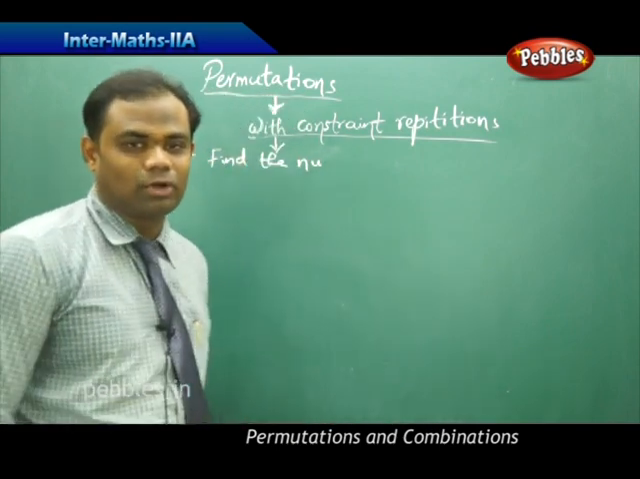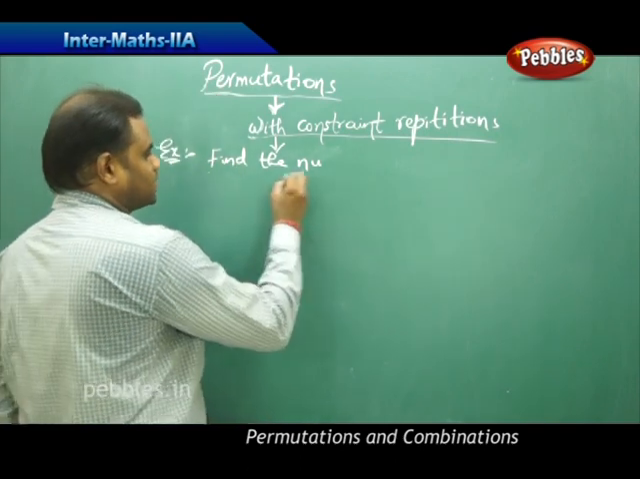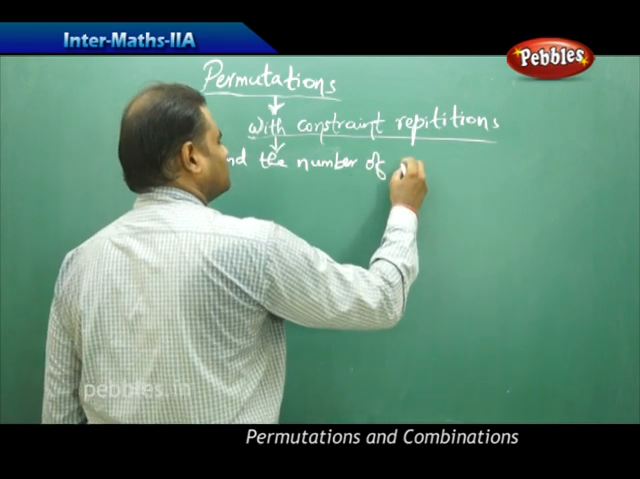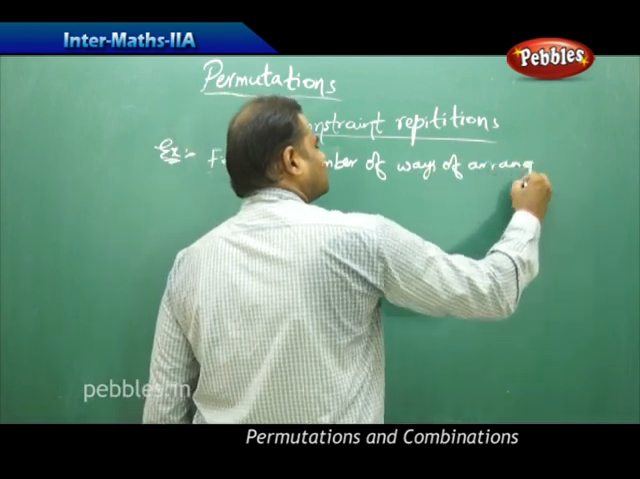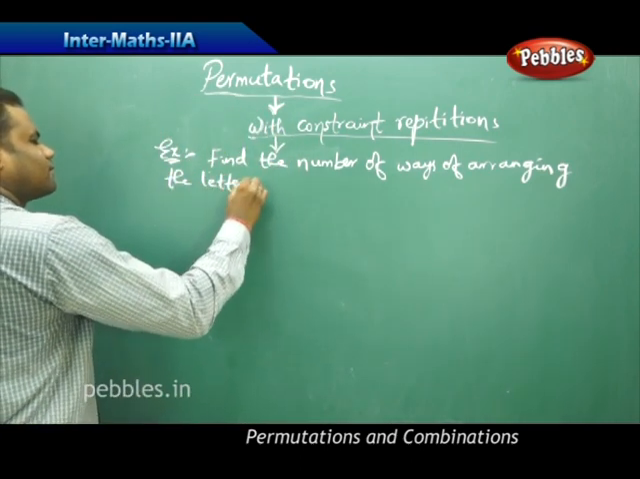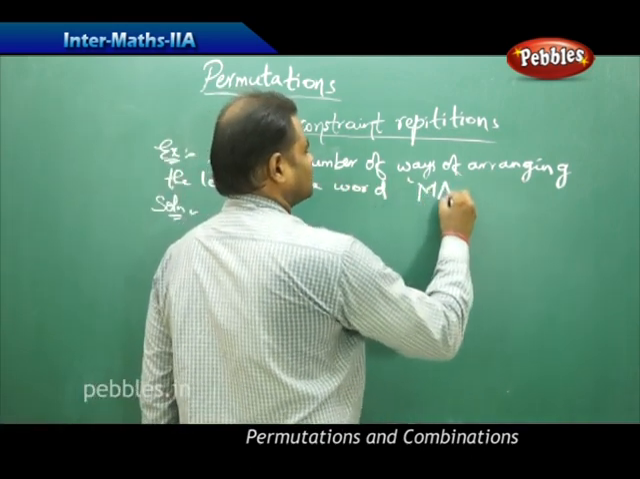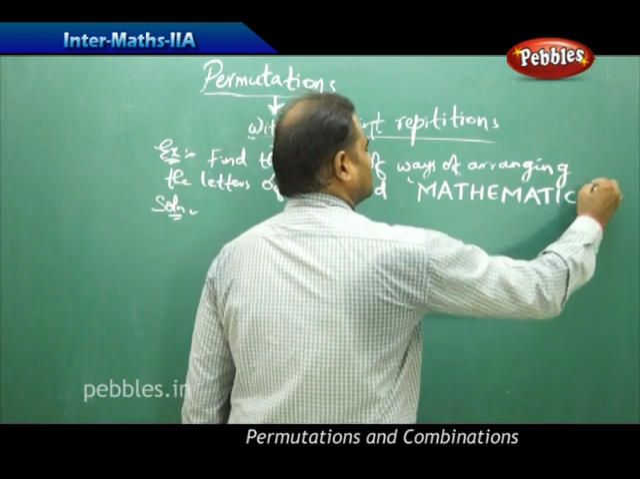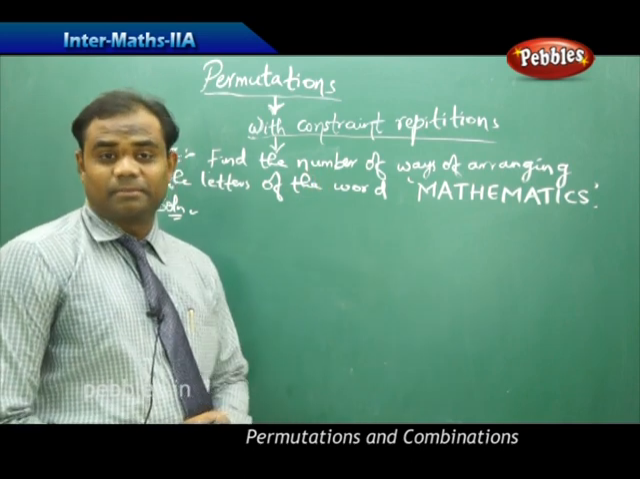Now let's see an example problem to understand the permutation with constraint repetitions. So if I take a problem which says find the number of ways of arranging the letters of the word mathematics. So let's see how we can do this with the constraint repetitions.